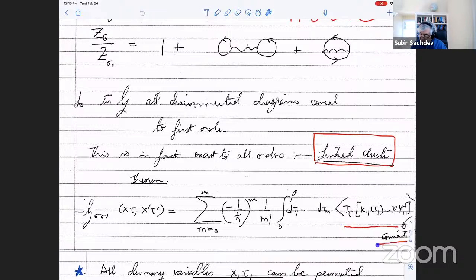So this, sorry for that. Let me write it more legibly. So this is just connected. So you actually never really have to worry in this perturbation theory about any of the terms of the denominator. Okay.